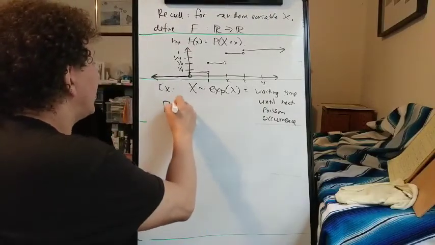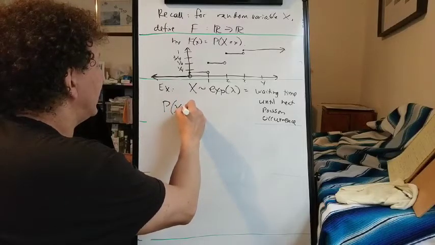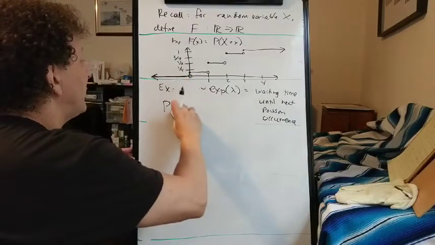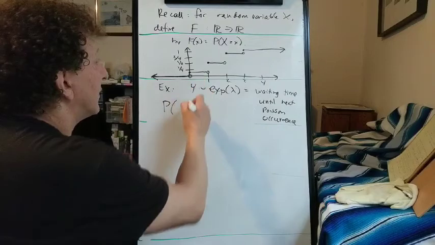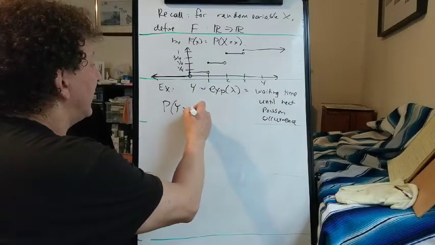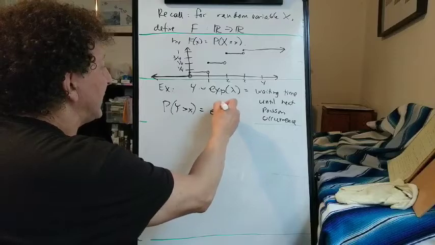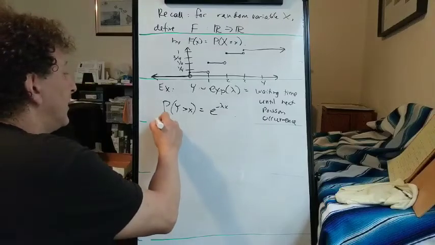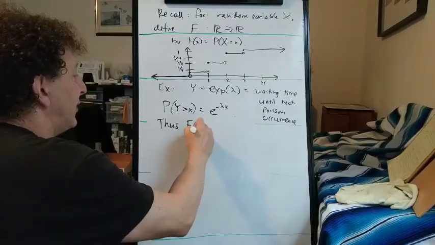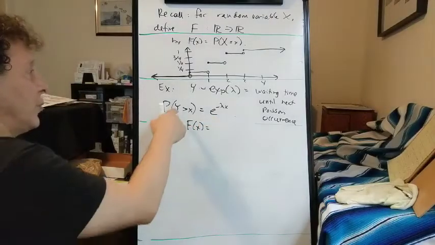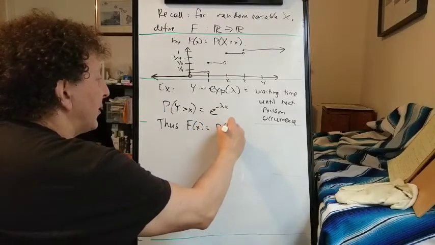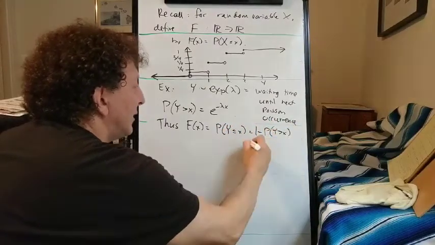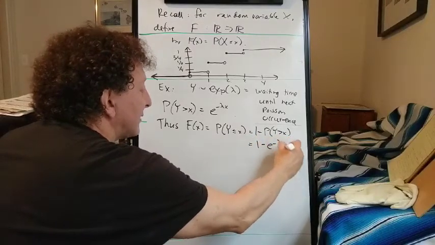And we have the probability that capital X is, well, let me use a different letter, capital Y. The probability that capital Y is greater than a value little x is e to the minus lambda little x. So that means that capital F of little x is 1 minus this probability. The probability that Y is less than or equal to x is 1 minus the probability that Y is greater than x, which is 1 minus e to the minus lambda x.